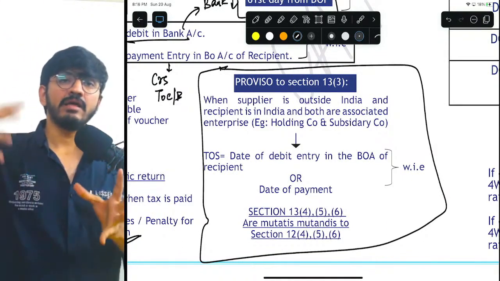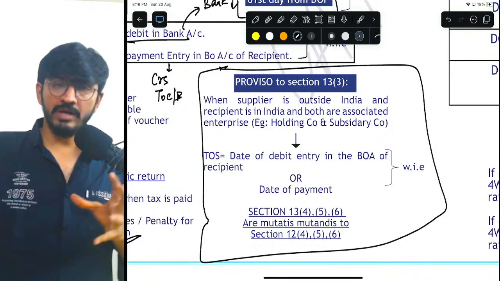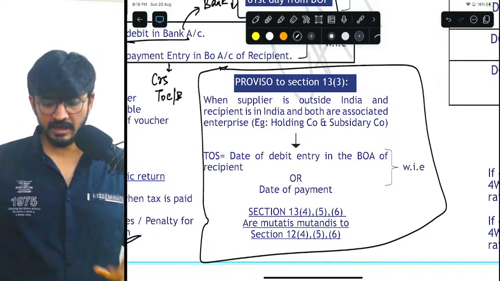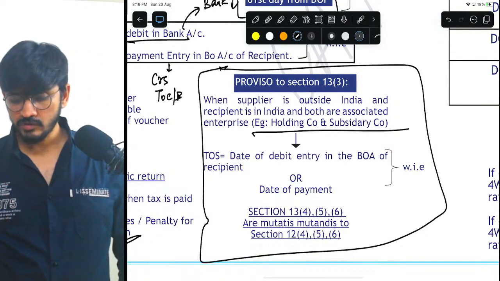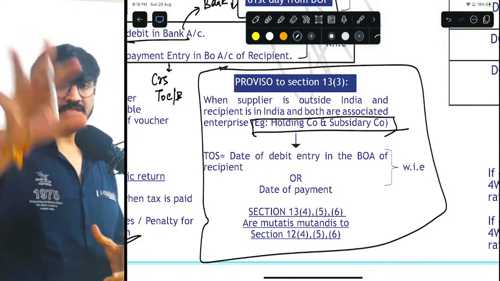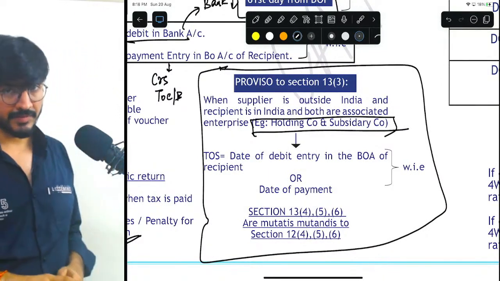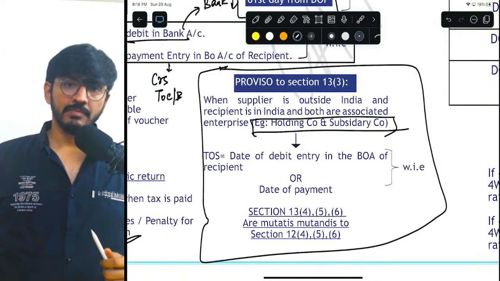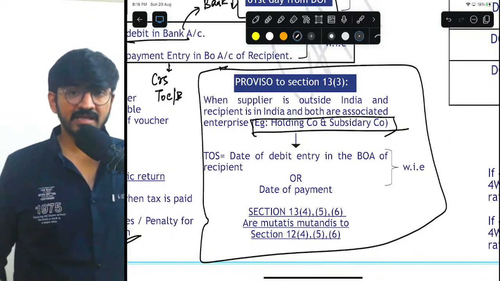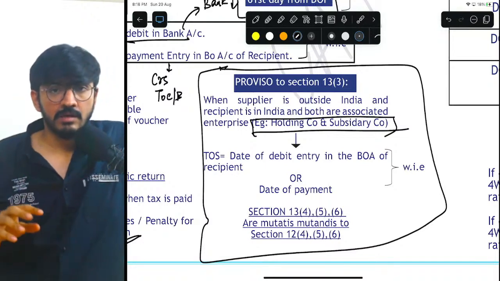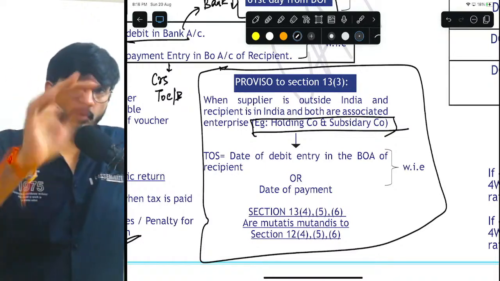Yes. And understand, when it comes to holding and subsidiary, they are associated enterprises. So look out for such kind of analogies in the question. Only then think about the proviso. It is very important that the relationship of associated enterprise is established. Just because it is import of service, don't apply the proviso.